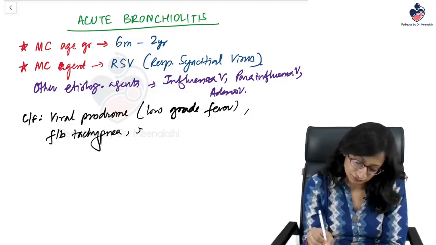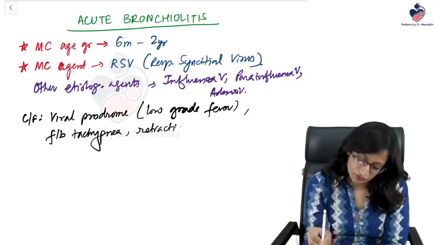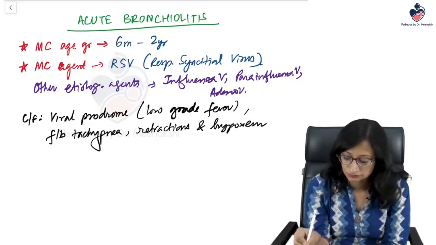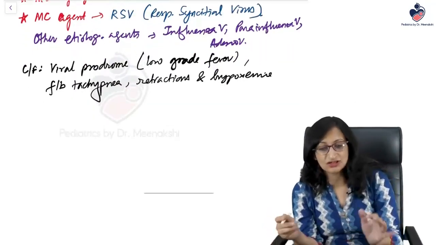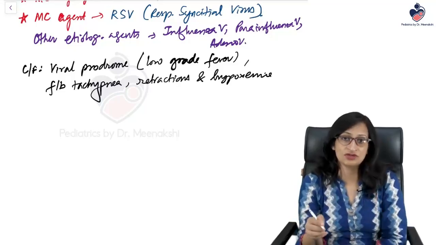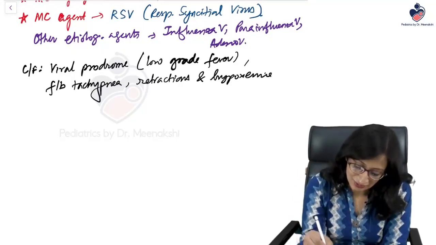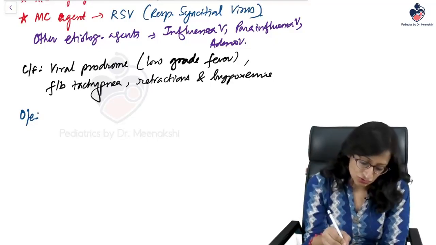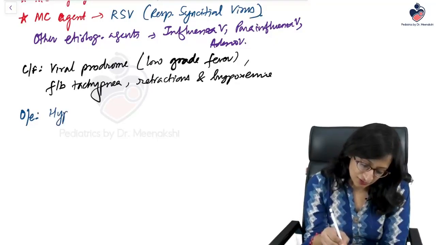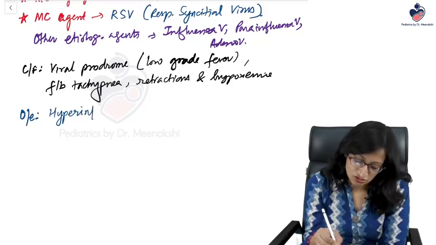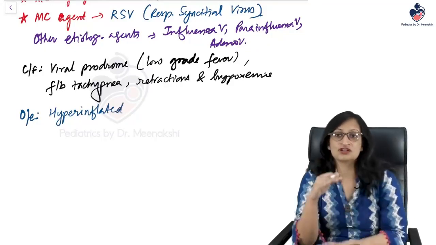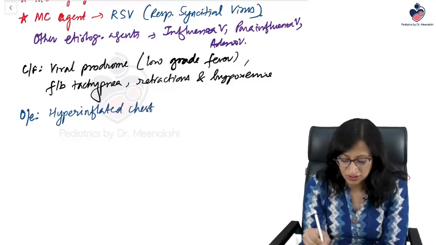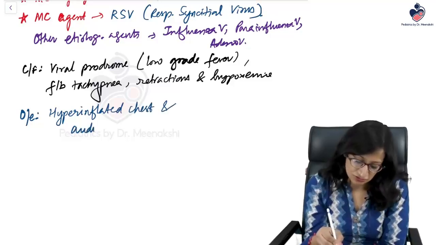Tachypnea, retractions and hypoxemia. On examination, we can get hyperinflated chest. Okay, hyperinflated chest can be there and wheeze can be audible. So we can get increased anteroposterior diameter of the chest. Okay, so hyperinflated chest and audible wheeze and crepitations.